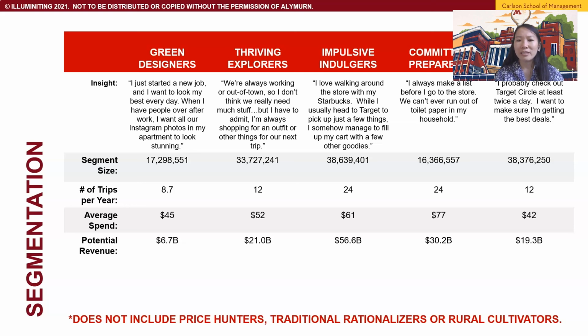So when you look at these, the impulsive indulgers are by far the priority for Target. That's where they get their nickname, Target. They're the best guests, they're visiting Target frequently, have a high number of trips per year, and in each trip they're spending a fair amount as well because they're spending for their entire family, not just themselves. Now, as a reminder, these do not include the price hunters, the traditional rationalizers, and the world cultivators that are still in their segmentation, just not in their target market.